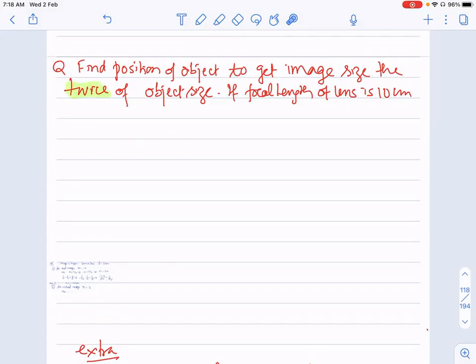Getting the answer? So minus 10 centimeter. No, 10 is the focal length. If you put it at minus 10, image size will be infinite, very, very highly enlarged. Here you want only twice.